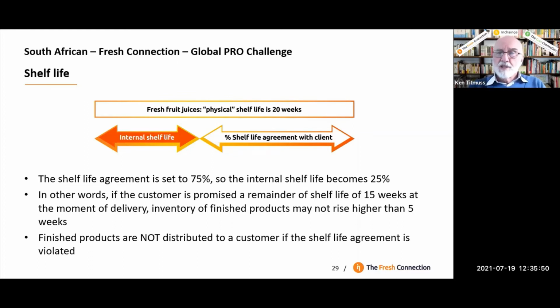We can change that shelf life agreement with your customers. You can give them more shelf life, or you can give them less shelf life. It's going to affect the contract index then.